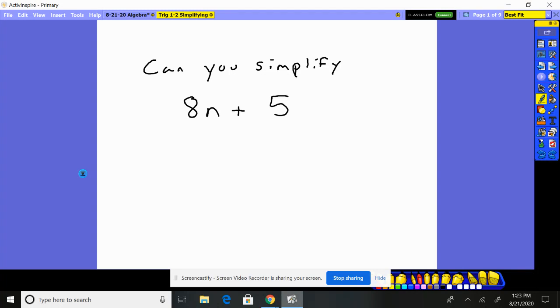Right, so the question is, can you simplify 8n plus 5? Can you combine those? No. This is a variable. This is a number. They're two separate things. You cannot put them together.